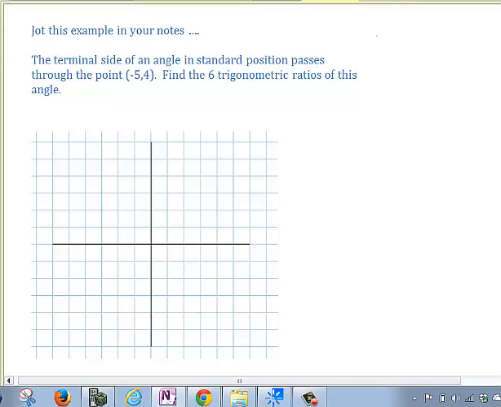And now we're going to plot the terminal side of the angle passing through this point. So we're first going to plot that point. We go negative 1, 2, 3, 4, 5. We're up 4. So we're going to label that point as negative 5, 4. Draw our terminal side through it. So here's the initial side, and here is the terminal side.